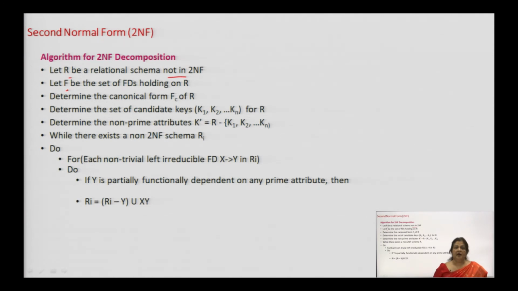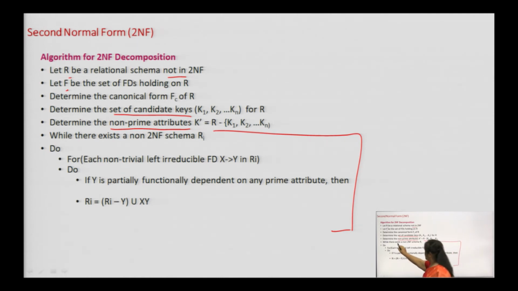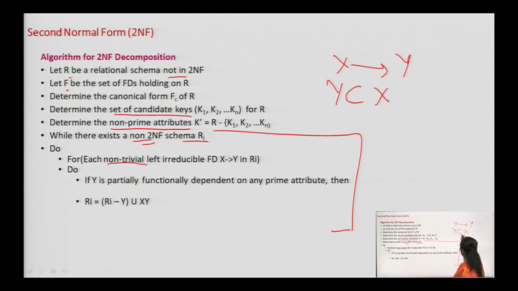So, given the set of functional dependencies, we will reduce it to its canonical form. Then the next thing we do is determine the set of candidate keys for the given relation, K1, K2 and so on. We determine the non-prime attributes, and these are the steps that we will follow for decomposition. While there exists a non-2NF relation schema Ri, we do this for each non-trivial functional dependency. If we have a functional dependency X to Y, and Y is not a subset of X, then we say that this is a non-trivial functional dependency.